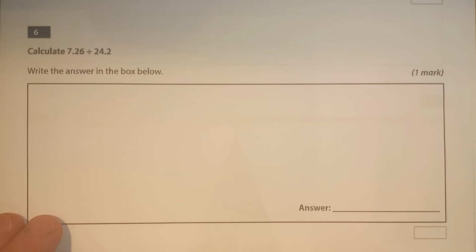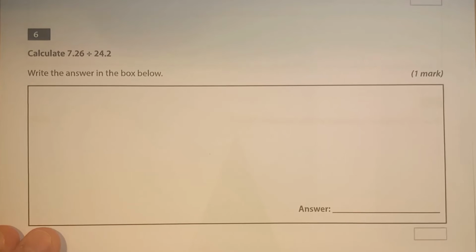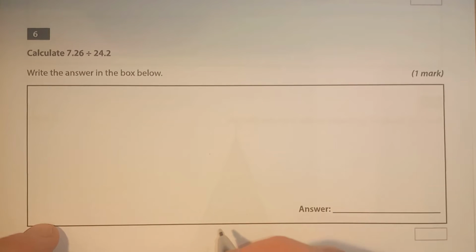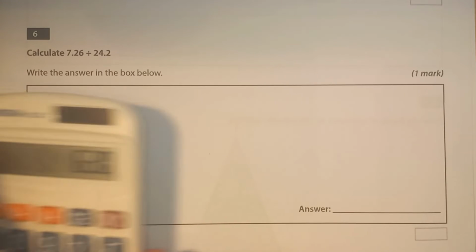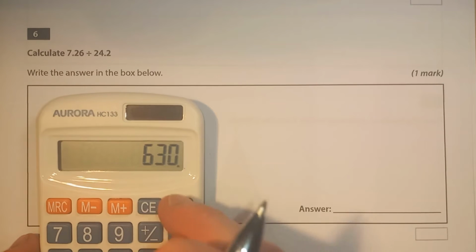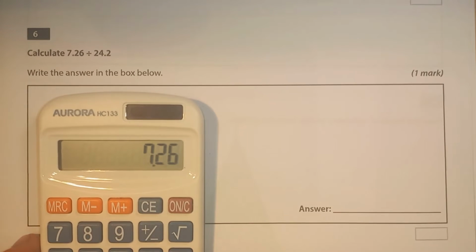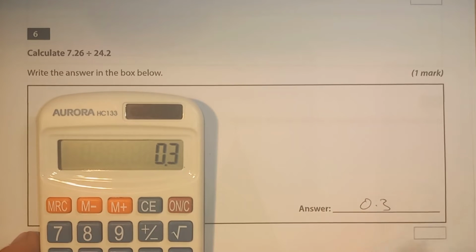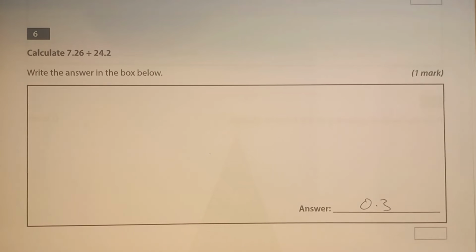Question 6. Calculate 7.26 divided by 24.2. Write the answer in the box below. Well, we've got our calculator again, so this shouldn't be a problem for us. You just type it in exactly as you see it. 0.3.